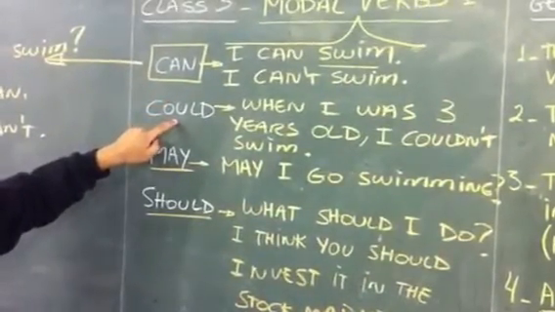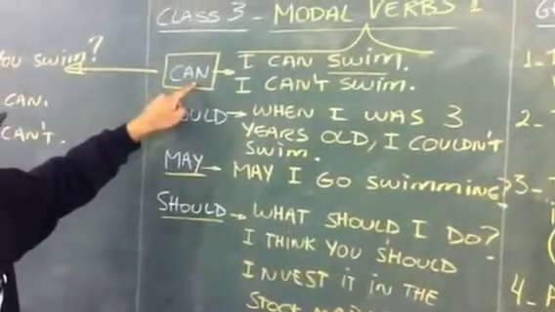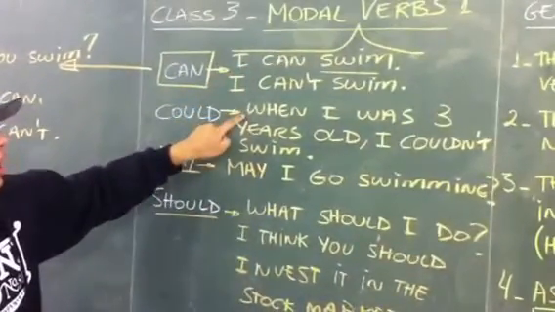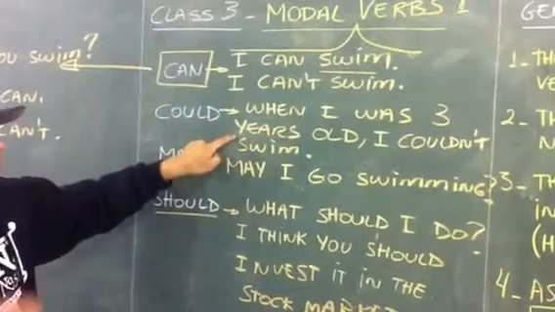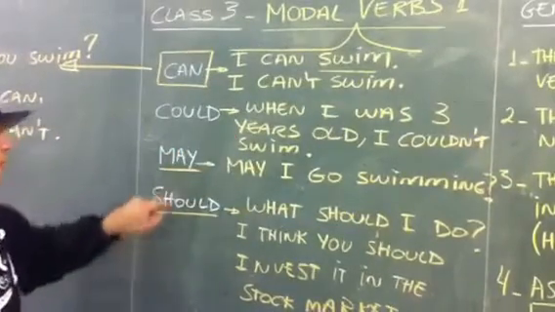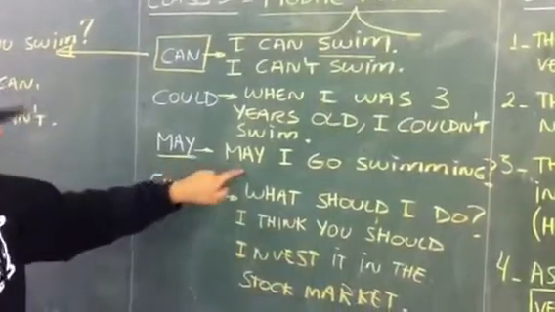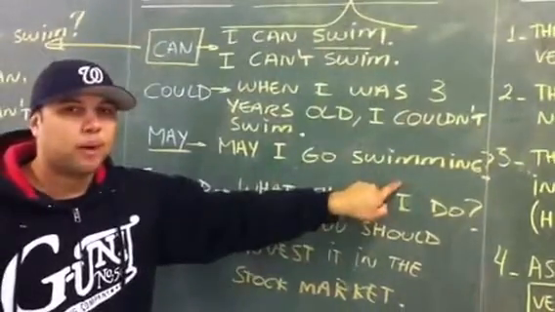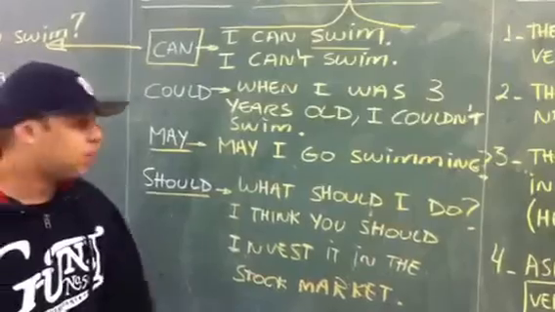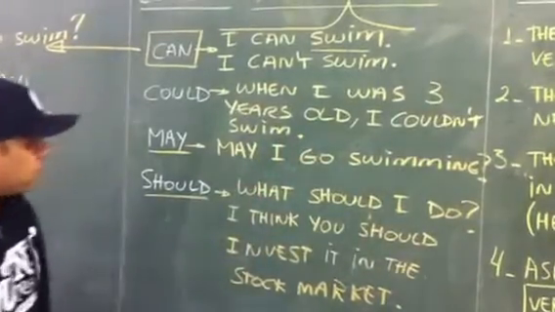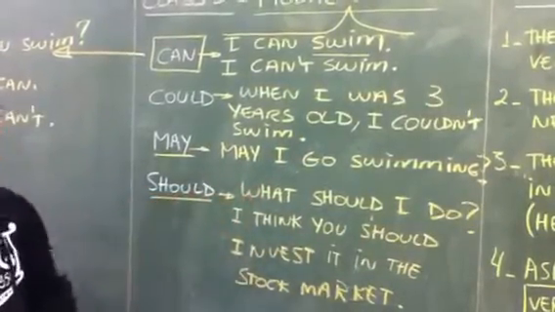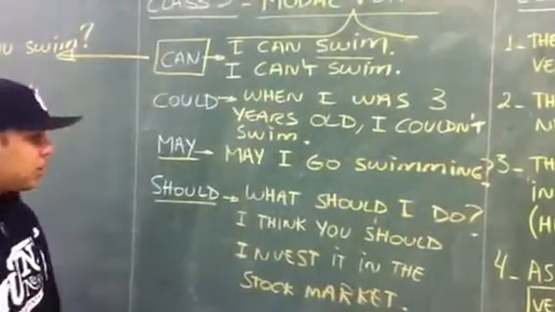Could is the past tense of the verb can. So say, I can swim. When I was 3 years old, I could not swim, or I couldn't swim. May is used for permission, when you're asking for permission. Mom, may I go swimming? And my mother would say, no, you may not, because you're 3 years old. Okay. And should is the last one for today, is for suggestion.